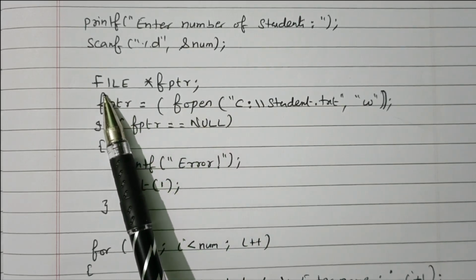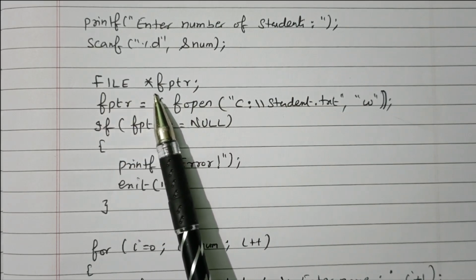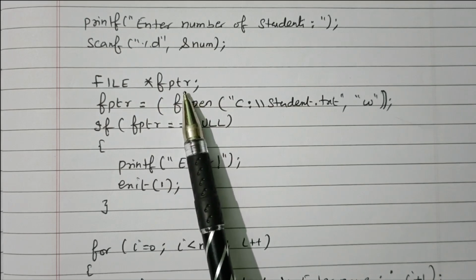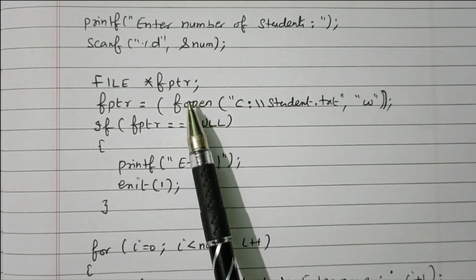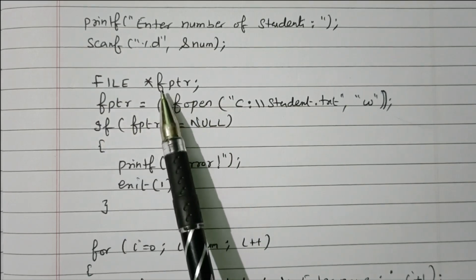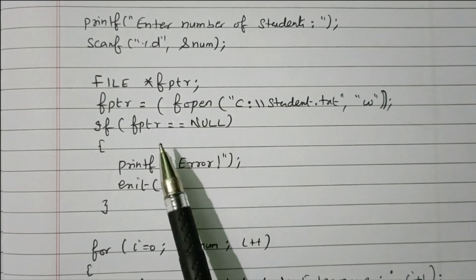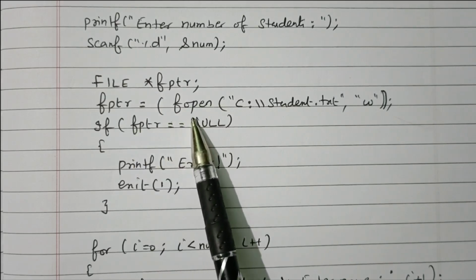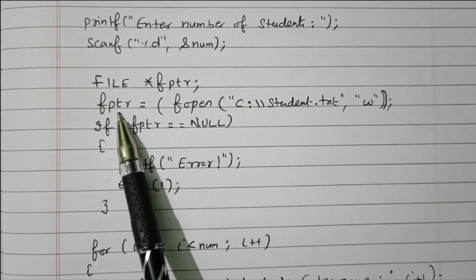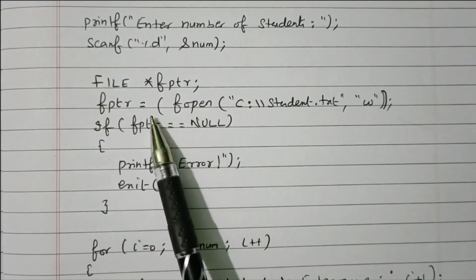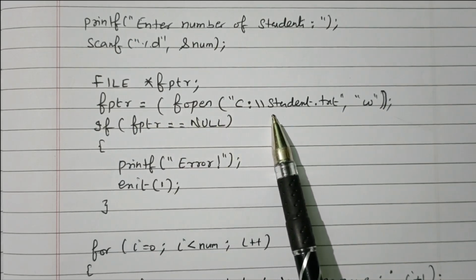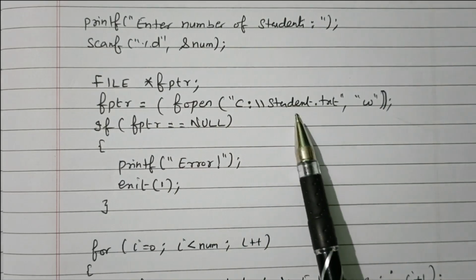Now in order to process the file, first we have to create the file pointer: FILE *fptr. This is a file pointer. File opening, closing, reading, and writing are possible only after creating the file pointer. Now we have to open the file in order to read or write the data. fptr is equal to fopen, with the file name student.txt.